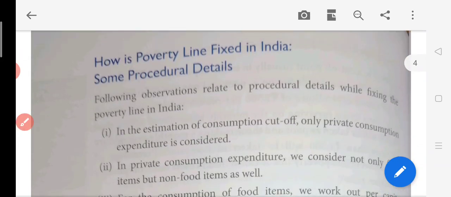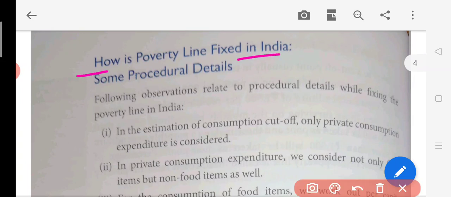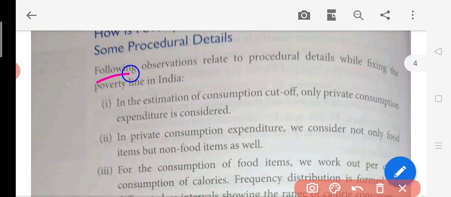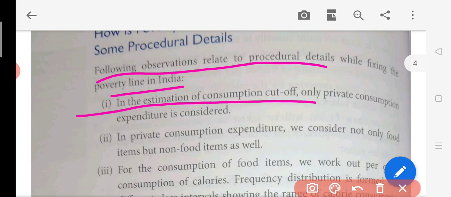Now, how is the poverty line fixed in India? So first of all, these are the following observations related to the procedural details while fixing the poverty line in India. In estimation of the consumption cutoff, only private consumption expenditure is considered. We already learned this in the expenditure method, private final consumption expenditure. So on the basis of that, they are calculating this poverty line.